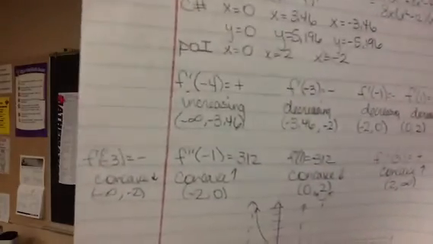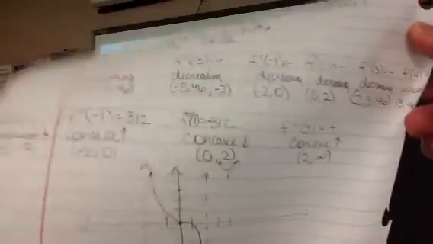Alright, concave down from negative infinity to negative 2, up from negative 2 to 0, down from 0 to 2, up from 2 to infinity, excuse me. And then there's your graph.